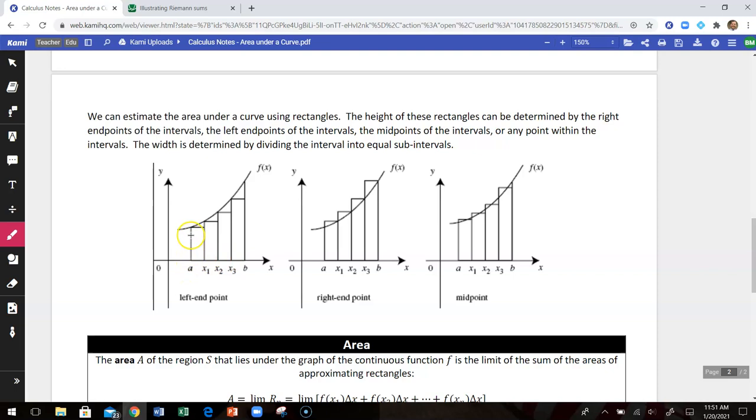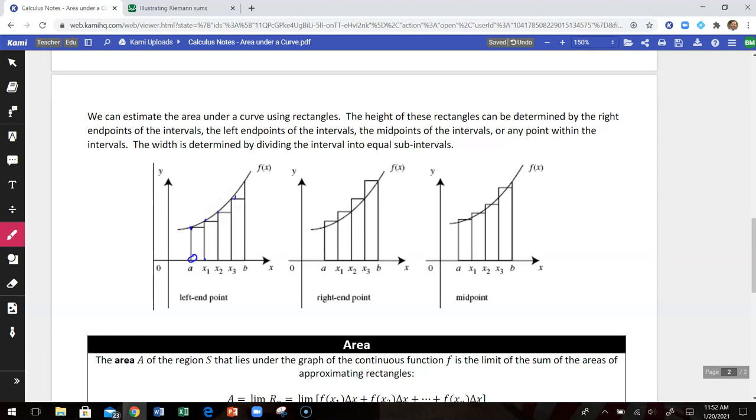What we're going to do is determine the height of these rectangles by using either the left endpoint or the right endpoint of my subintervals. If we split this from A to B into 4 rectangles, I could use my left endpoint of each one to determine the height of each rectangle. Notice the height of each one of those rectangles is determined by the value of the function at the left endpoint of that interval, right? So every single time, it's whatever my left x value in each one of those intervals is.